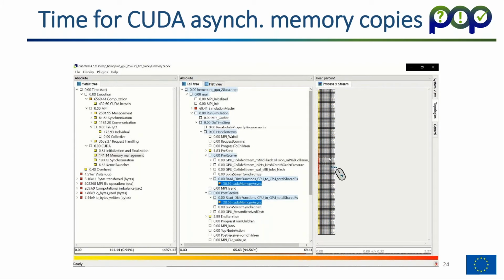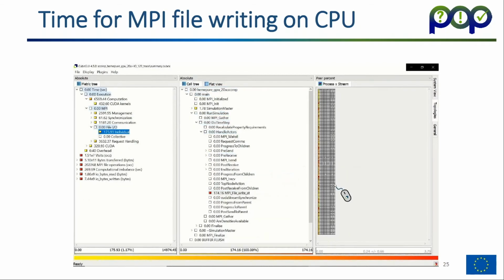Here we're looking at the memory copies, and the color coding here in the middle also shows that the memory copies from the CPU to GPU and vice versa, coming back, are again imbalanced, where the compute nodes in the interior of the simulation have much higher transfer times than the others, and that's again a factor that plays into the load balance.